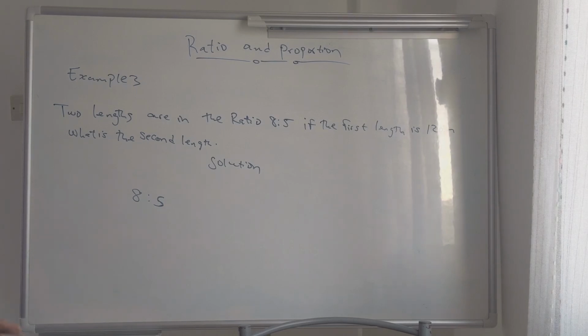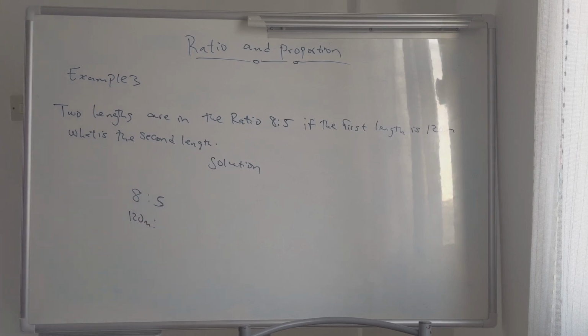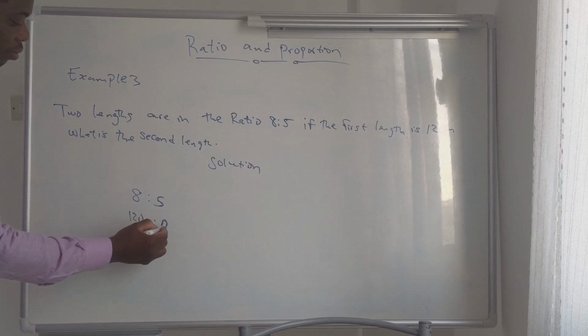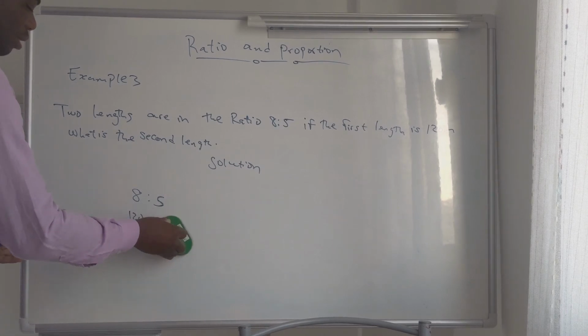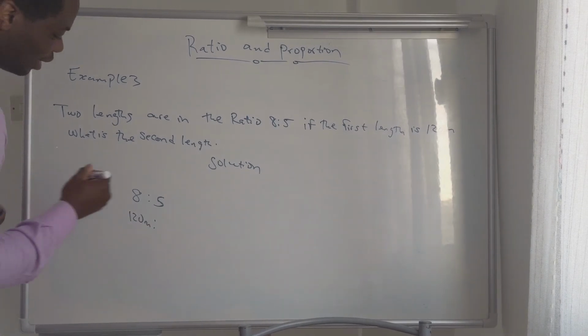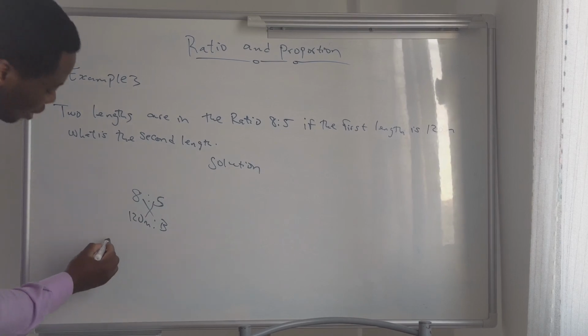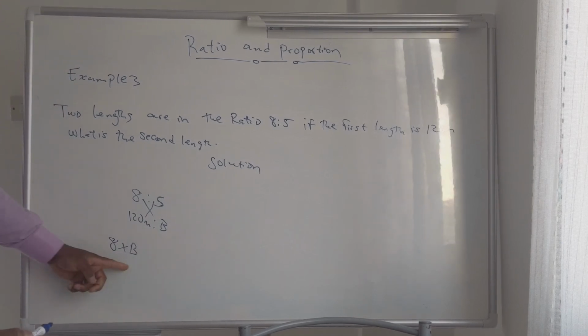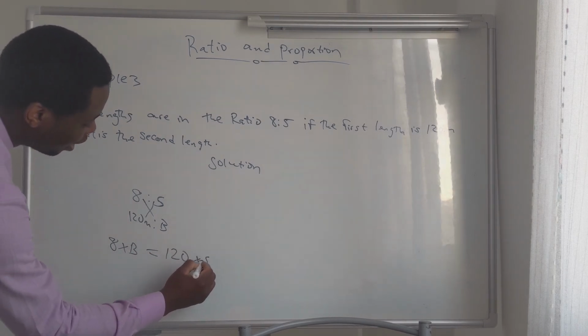Now they said the first length is 120 meters, which means this is 120 meters. They said we should find the second length. We can term the second length as B, an unknown number B. So now, for us to solve this, we can say 8 multiplied by B, which is the unknown length, is equals to 120 multiplied by 5.